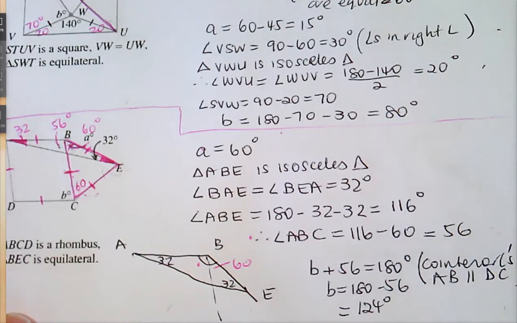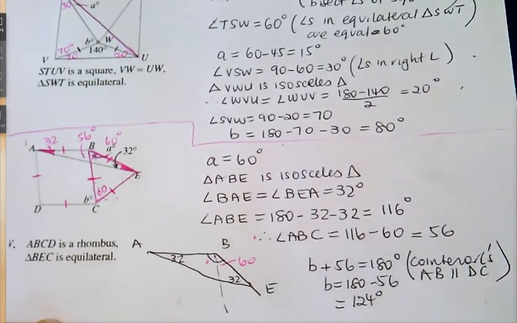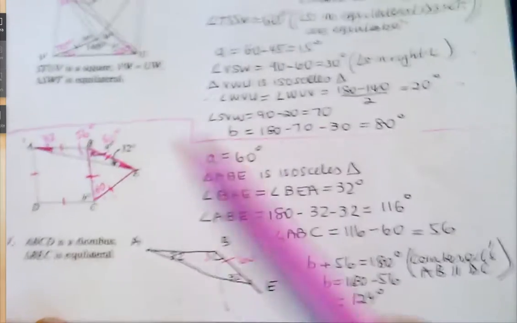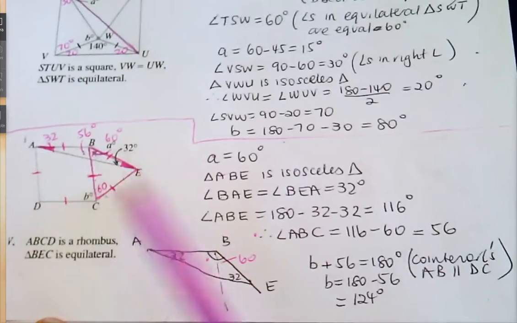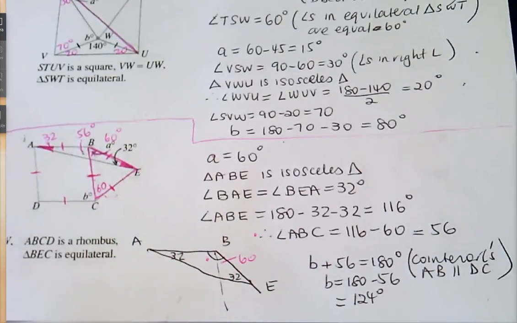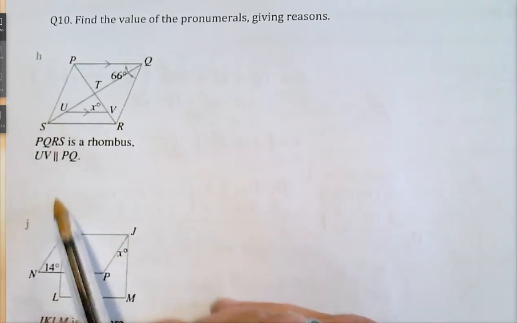Okay. Now, this question is quite tricky, okay? And you could be asked something like this towards the end of a paper, definitely a level 5 question, where you're combining properties of, say, equilateral triangles, isosceles triangles, properties of a rhombus, so you really do need to know your properties. Okay, now question 10 says find the value of the pronumerals giving reasons.